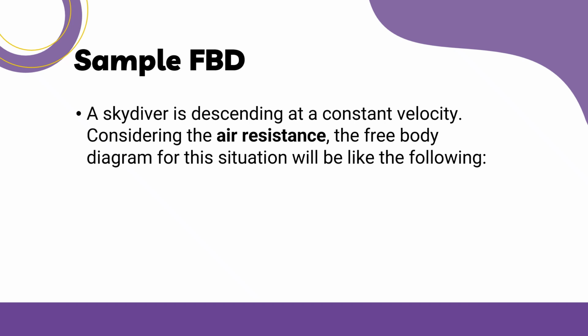In our next sample, a skydiver is descending at constant velocity. Considering the air resistance, the free body diagram for this scenario would be like this. You now have the air resistance and the gravity as the forces acting on this body.